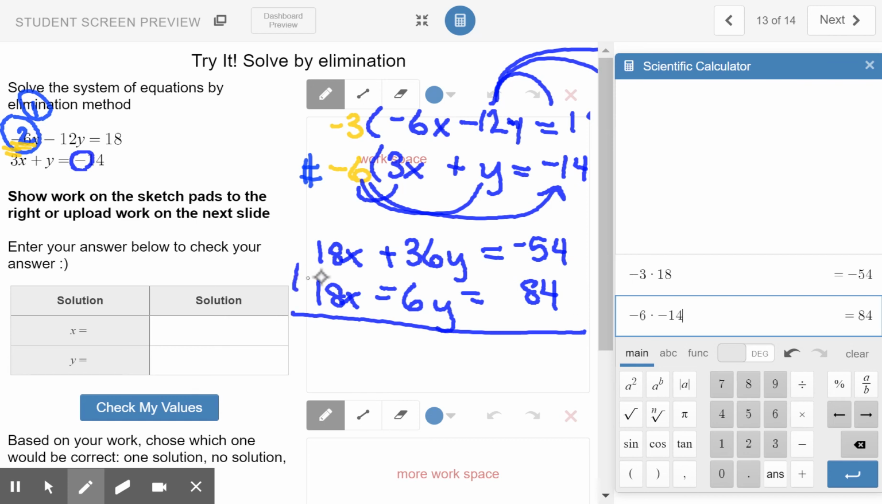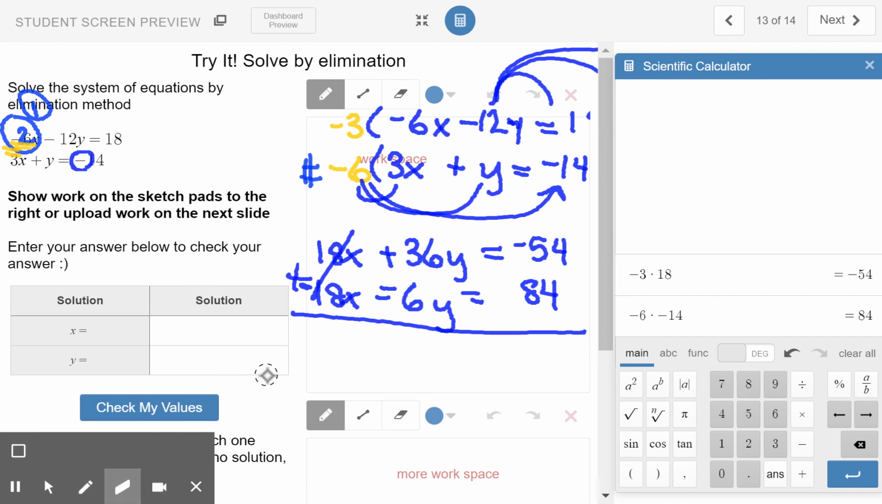Okay, this is just one big adding problem. 18x plus 18. I'm sorry, this should be a negative 18 right there. This 6y should be a negative. This is where you've got to be very careful with your signs. Notice that I had 2 equal signs. That doesn't make any sense. You need to have 1 equal sign for each equation. And then you have the 84. So always double check.